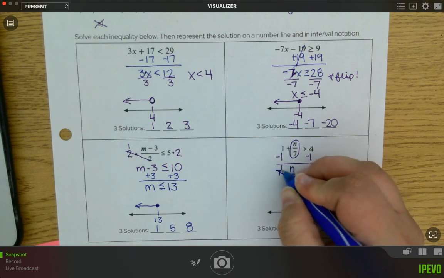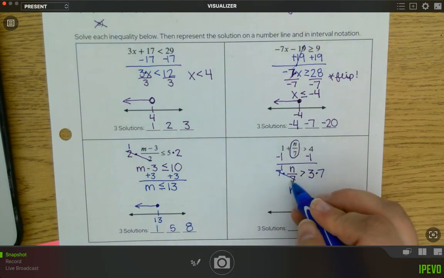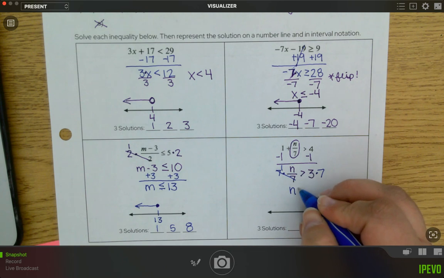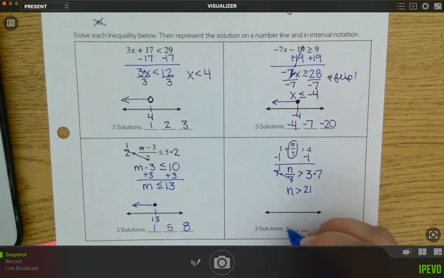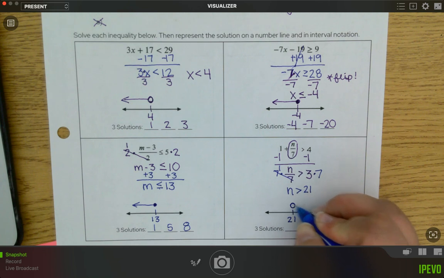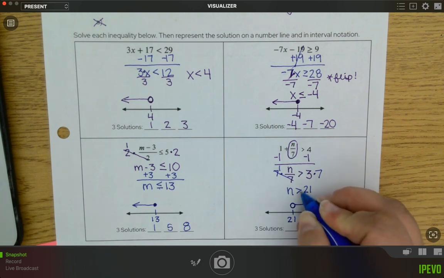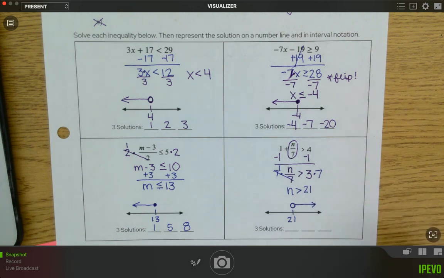This is just 1. 7 divided by 7 is 1, so n is greater than 7 times 3, which is 21. So we're going to put 21 in the middle of our number line with an open circle and go to the right, because that's what direction it is pointing. So I need 3 numbers that are going to be this way of 21 on our number line, like 24 or 30 or even 1,000.